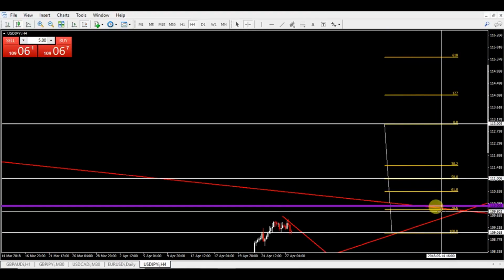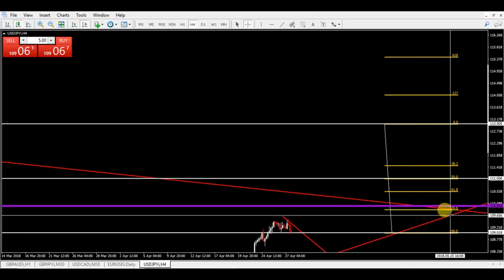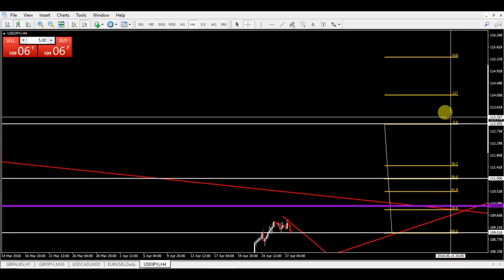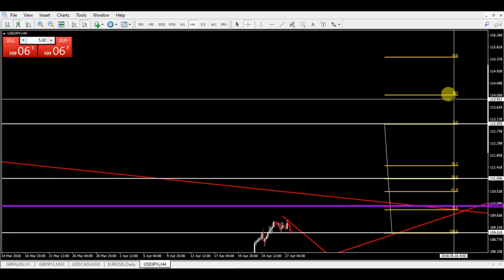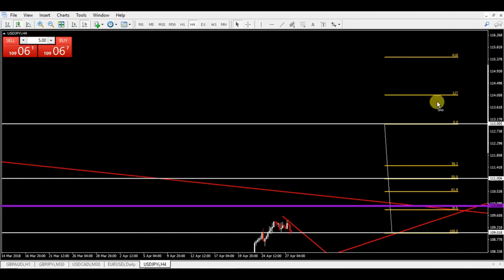Well, like I said, right? 78.6, we're expecting a 127 extension as opposed to a 618. Well, what's around there? Oh my God, 114.000. Whole number. Is that a coincidence? You cannot tell me that that's a coincidence at this point.